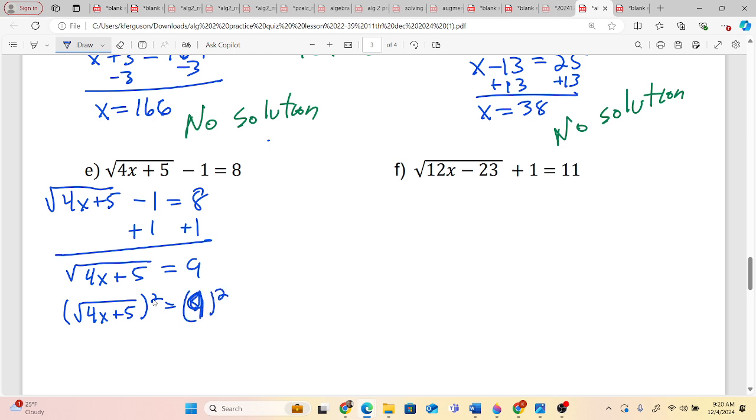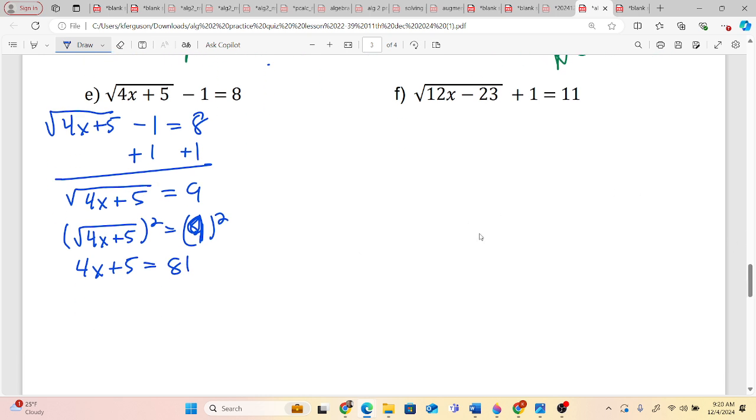All right, so taking this to the second power eliminates the square root. So I got 4x plus 5. And then over here, I've got 9 squared. 9 squared is 81. So now I just have a two-step equation.